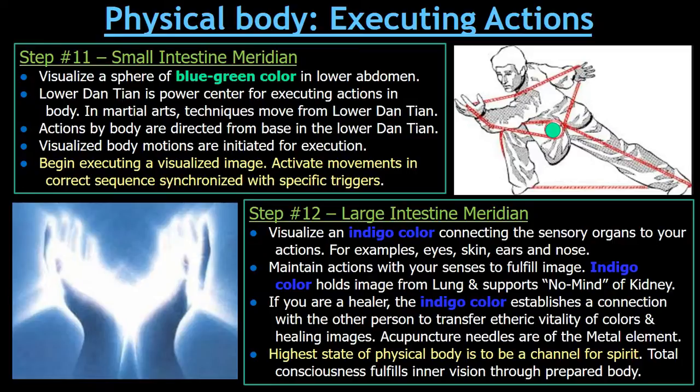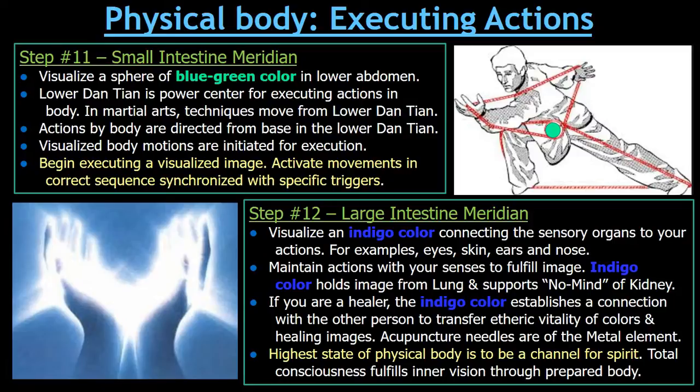Visualized action motions are initiated for action and execution. So you begin executing a visualized image, activate movements in correct sequence synchronized with specific triggers. So once the image is coordinated within the body's nervous system, the actions and motions are centered and directed from the lower dantian, which corresponds to the small intestine meridian. Then we go to step 12, the large intestine meridian. Visualize an indigo color connecting the sensory organs to your actions. For example, the eyes, the skin, ears, and nose.